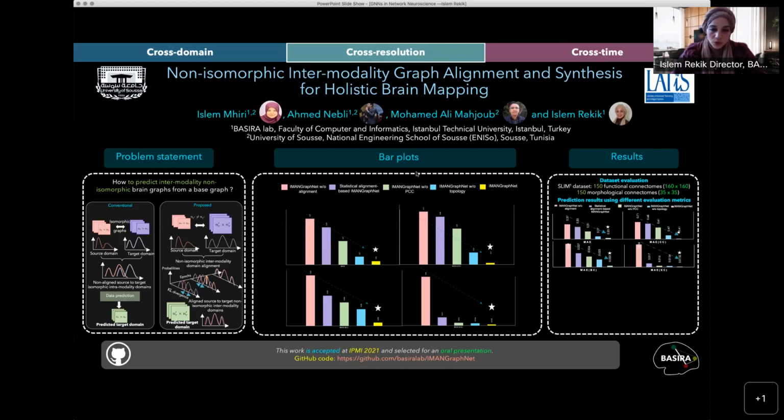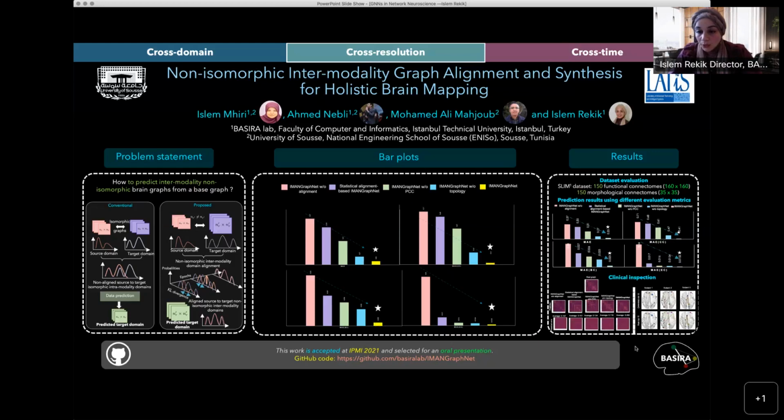Now, we also introduced what we call a Pearson correlation loss function. So when we remove this loss, we still have some alignment, and there was a decrease in the error. Now, Iman GraphNet without topological loss still decreased, but when we use Iman GraphNet with the topological loss PCC and the alignment, you have the best results, the lowest error here. Using a two-tailed paired t-test, we got a p-value lower than 0.005.